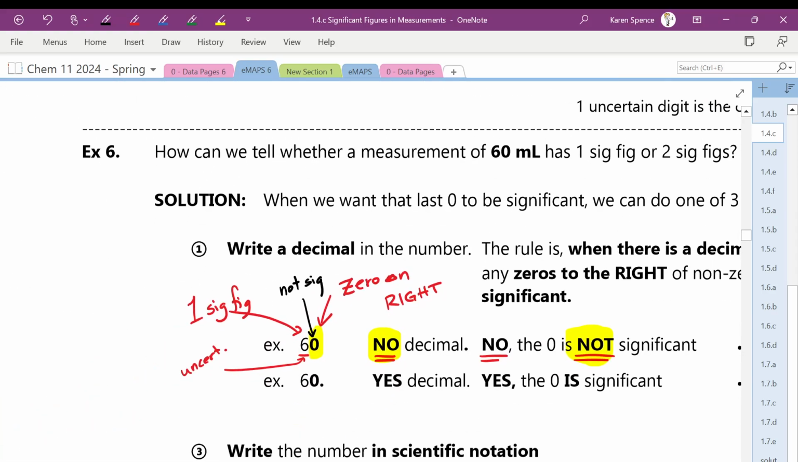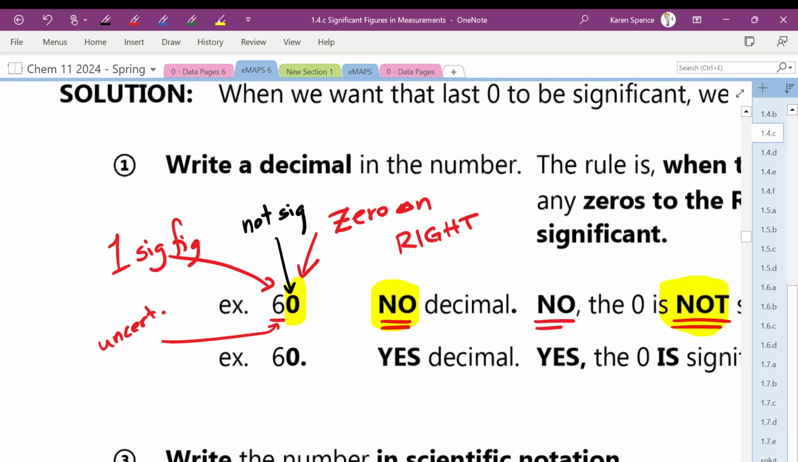Now, let's go down here and say, what if instead of writing 60 with no decimal, I wrote 60 with a decimal? Then I say, oh, I have the magic decimal. What does the magic decimal do? Tell me, what does the magic decimal do? The magic decimal makes zeros on the right significant.